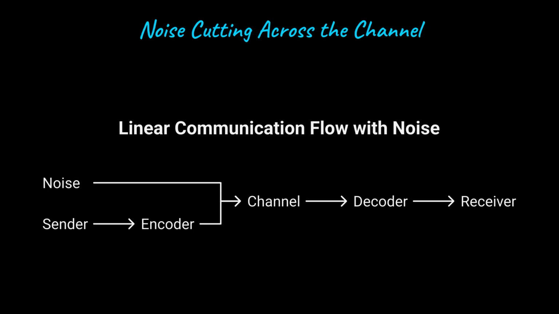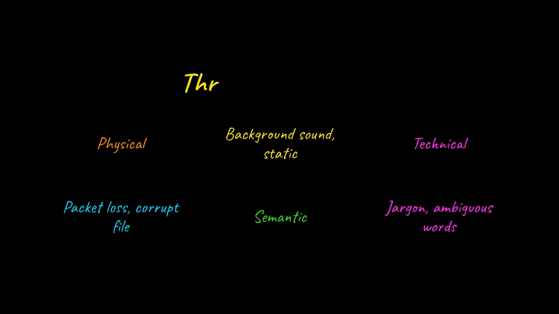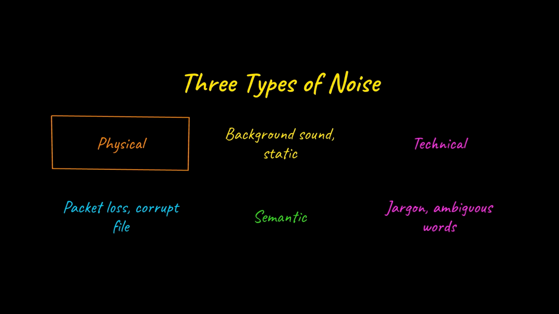It is structural. It belongs to the channel and the environment, not to the people at either end. That distinction matters. The sender's message can be perfect and the receiver's comprehension fine, yet the signal between them is corrupted. Noise takes 3 main forms.